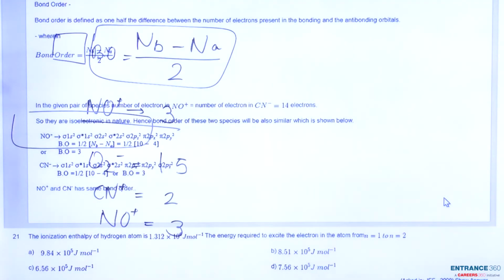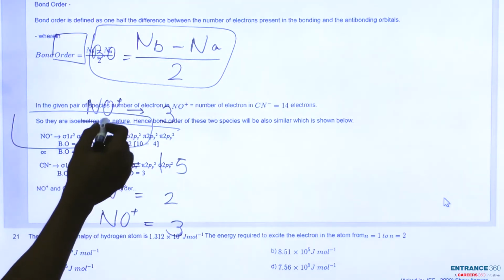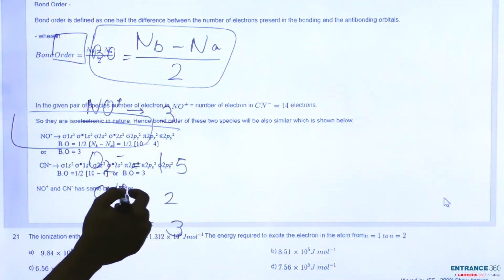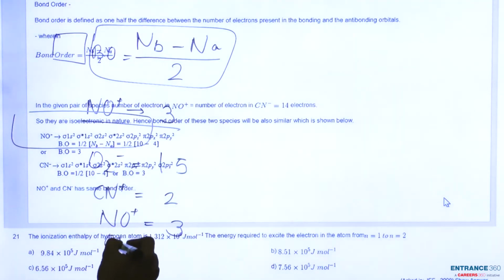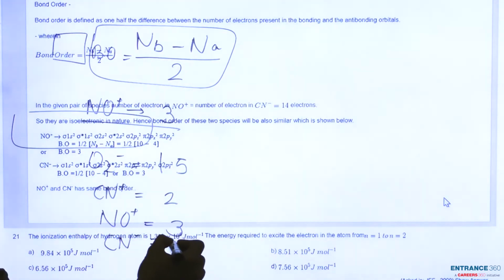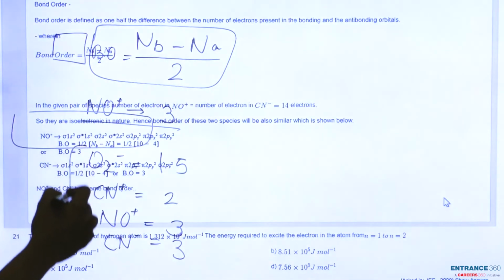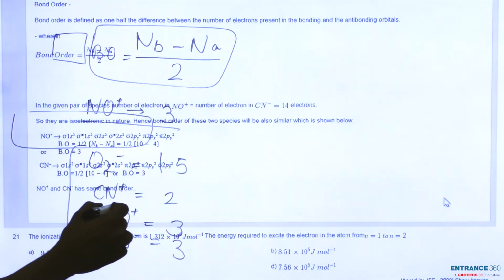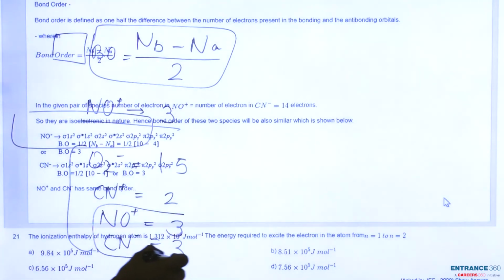So we have checked each and every species, and we found that the bond order of CN minus is coming as 3. Among all the species, these two have the same value of bond order. So this will be our correct pair of species which have the same bond order. Now let's proceed to the correct option.